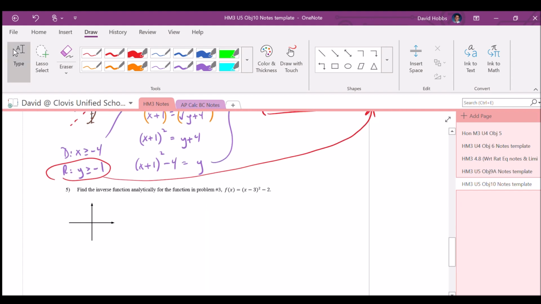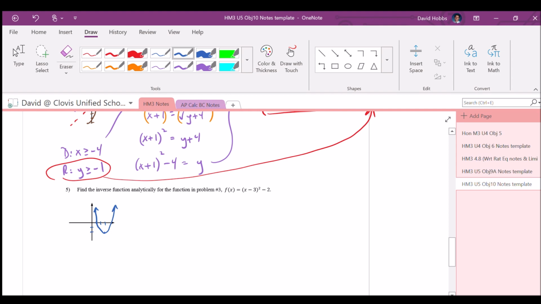Okay, number 5, find the inverse function analytically for the function in problem number 3. Okay, so f of x equals x minus 3 quantity squared minus 2. Okay, so now we know that that one is a function, but it's not a one-to-one function. And we know that the inverse would not be a function if we did that. Okay, so what we can do, if they're saying find the inverse function, okay, we can restrict the domain so that it becomes a one-to-one function.